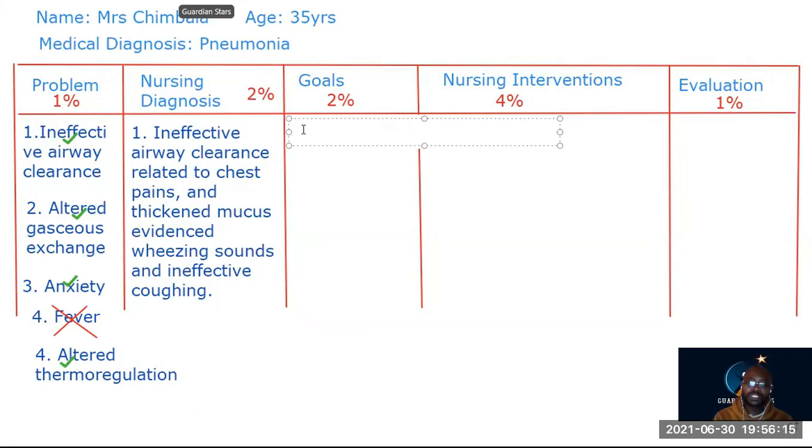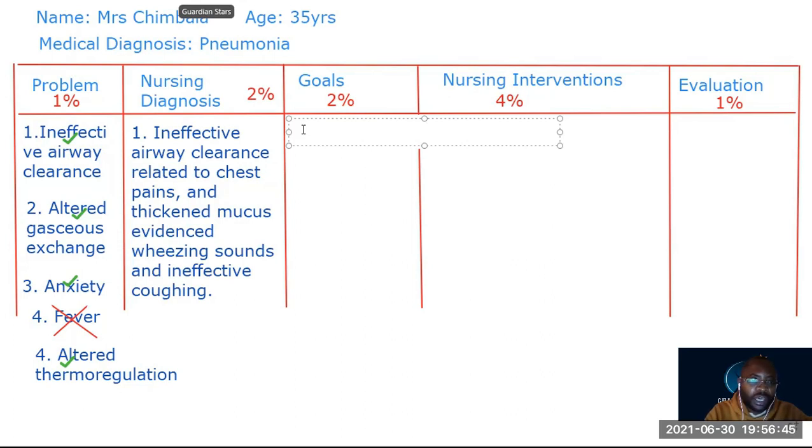The time frame must be realistic. It must be time that can actually work if you carry out those interventions. For example, you cannot set a goal to make the patient gain 2 kgs in 1 day or in 2 days. That's not possible. That's unrealistic. So the time frame with which you want to achieve this goal must be realistic. It should be making sense.